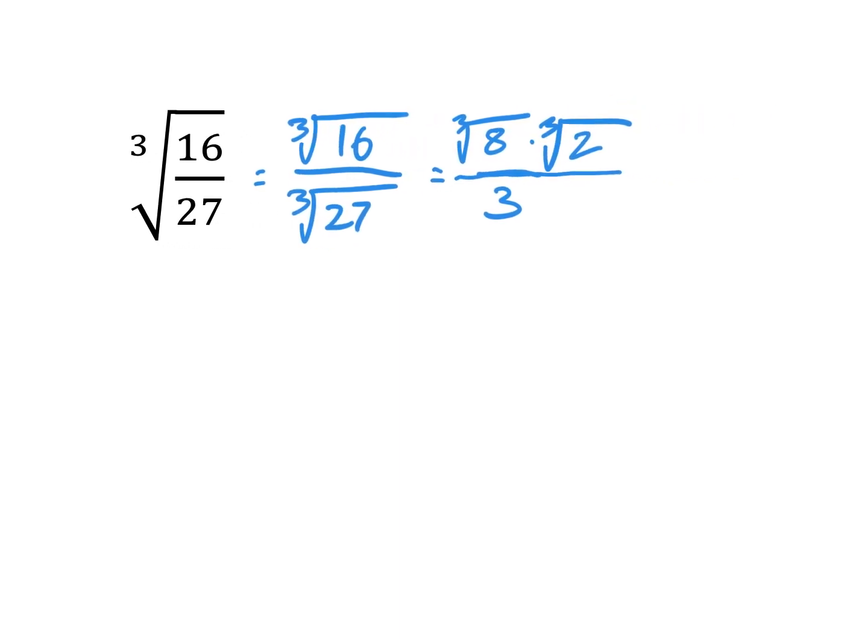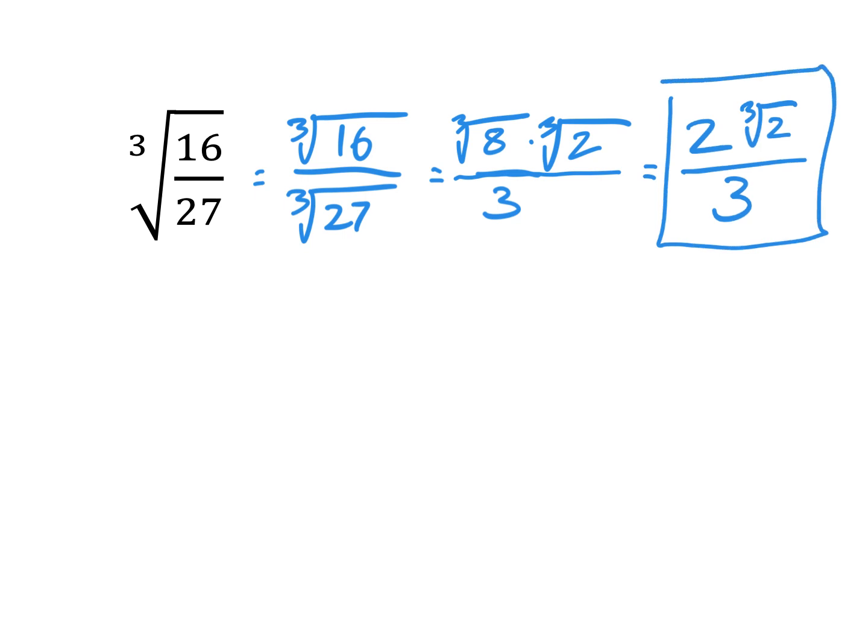Okay, remember, simplify means we want an exact answer, no decimals here. The cube root of 8 is 2. And then we have the cube root of 2 left over and 3 on the bottom. That is our simplified version of the cube root of 16/27ths.